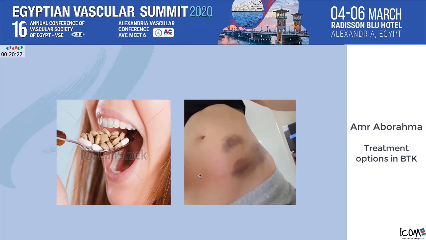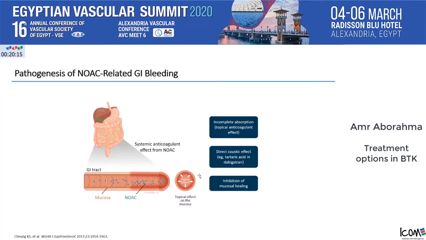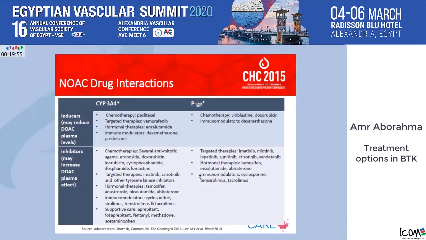There is a difference if you are taking NOACs orally, because here we introduce an active drug to the GIT mucosa, and this explains the high incidence of bleeding with NOACs in cancer patients, because of the incomplete absorption, they act like a topical anticoagulant over the gastric mucosa. Some NOACs, like dabigatran, have a direct caustic effect, and we all know that NOACs also inhibit mucosal healing.